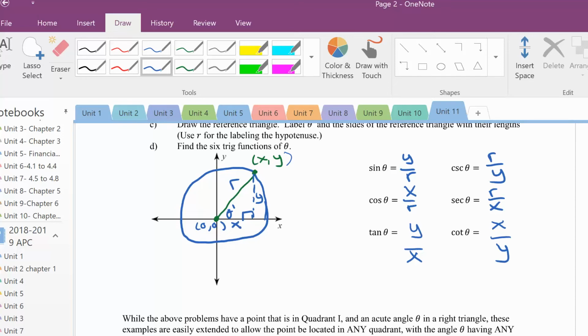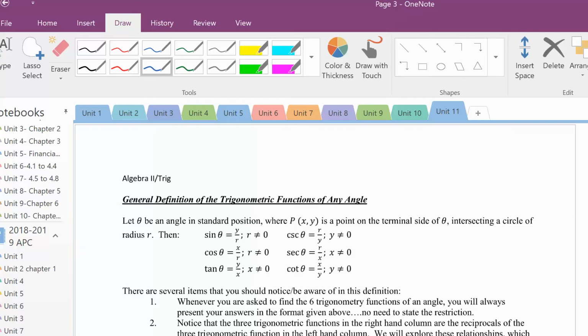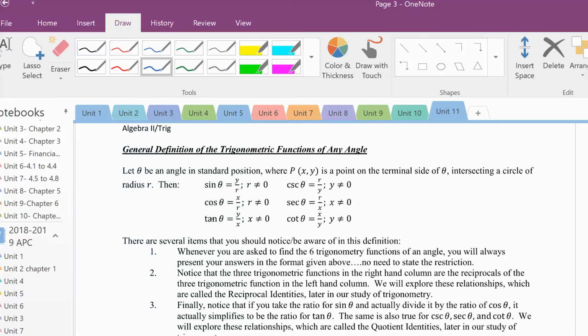So it says here, while the above problems have a point that is in quadrant 1 and an acute angle that is a right triangle, these examples are easily extended to allow the point to be in any quadrant with an angle theta having any measure. So let's look at the next page. So the general definition, as we talked about, if theta is an angle in standard position where P is the point on the terminal side of theta intersecting a circle with radius r, then you have your 6 trigonometric functions, just like we found.